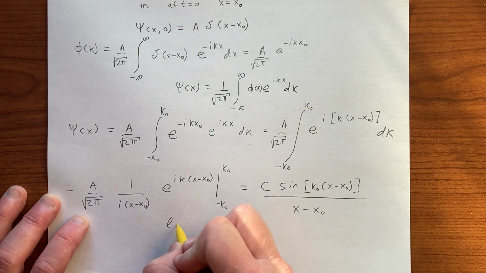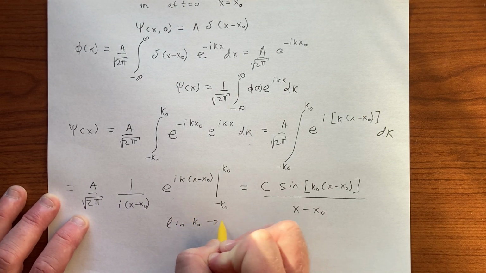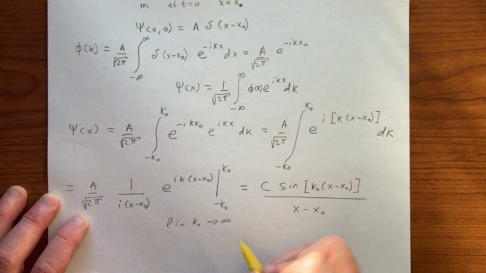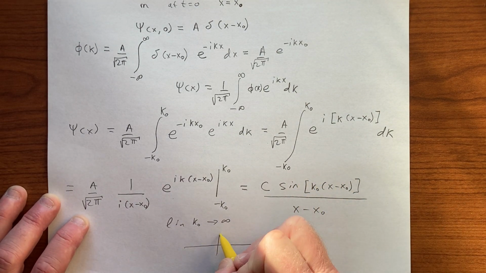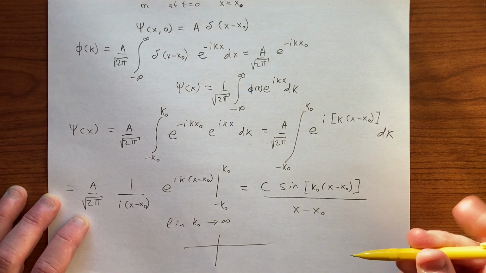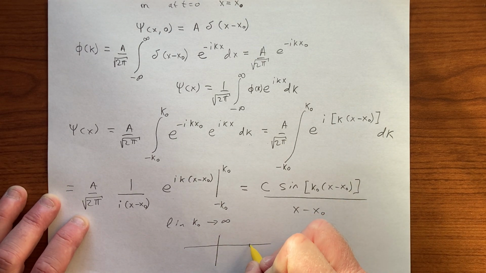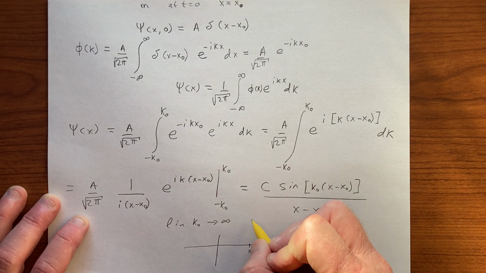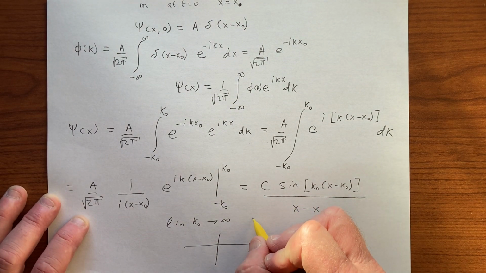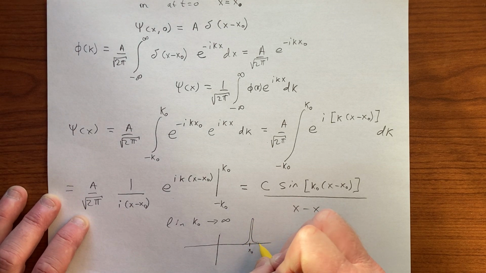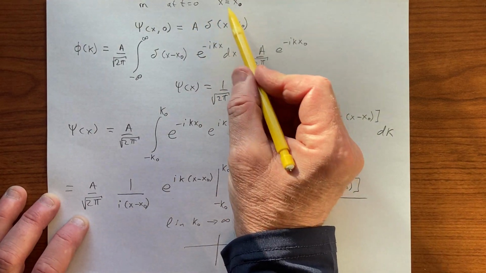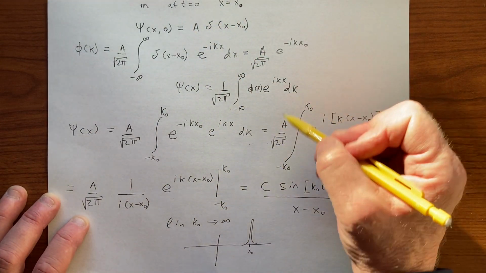And right, in the limit as k naught goes to infinity, this is always something that's between 0 and 1. So what does this function look like? As we saw, as we approach x naught, the function goes to infinity because we're dividing by 0. So the limit as we're doing that is kind of like that. And we can sort of see that this is a representation of the delta function, right? So this is also a delta function.